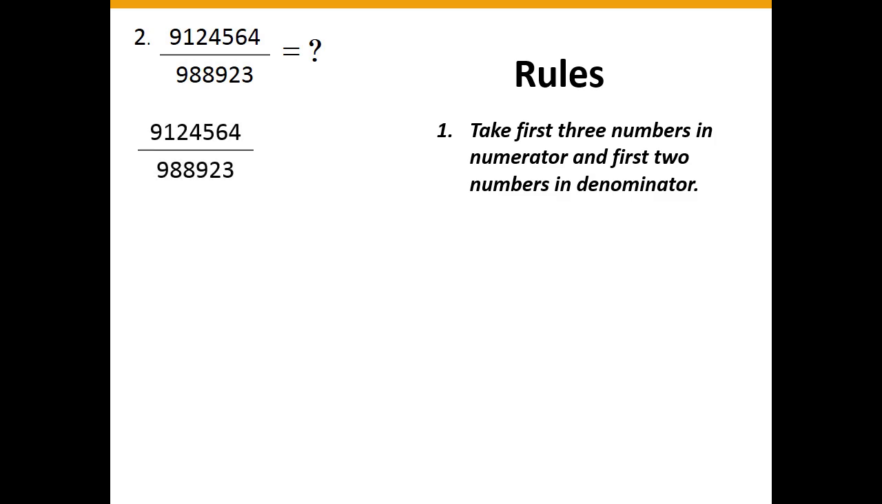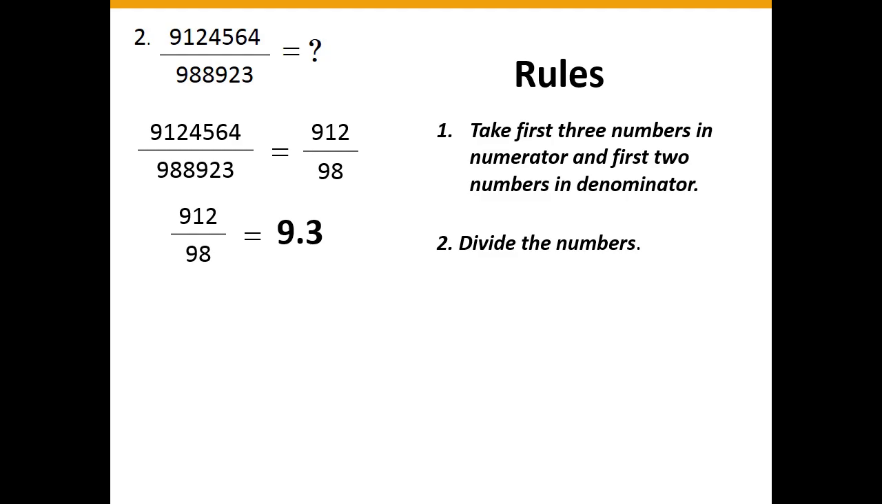Okay, write the question. 9,1,2,4,5,6,4 divided by 9,8,8,9,2,3 equals. Now we want to take first 3 numbers in numerator and first 2 numbers in denominator. So 912 divided by 98. Then divide the numbers. Now we want to divide 912 by 98. So if we divide 912 by 98 it equals 9.3.